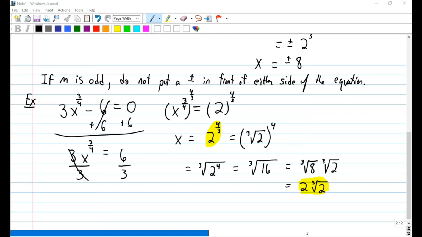All right. Now, the last type of equation we're going to look at, equations that are in quadratic form.